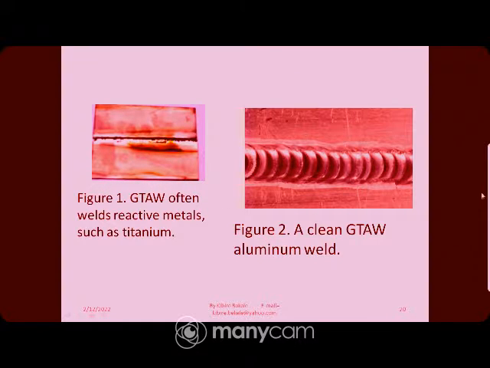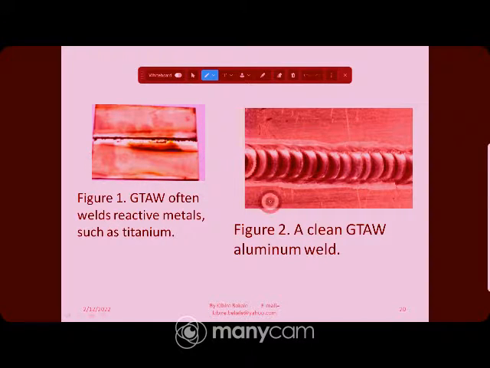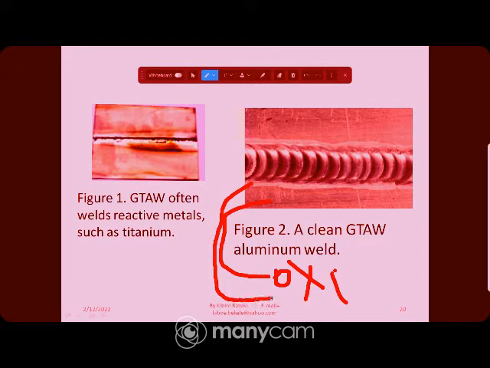As you see from this figure, here is the cleaned aluminum. This is the oxide scale on the surface of the aluminum metal, and this area is the cleaned area.